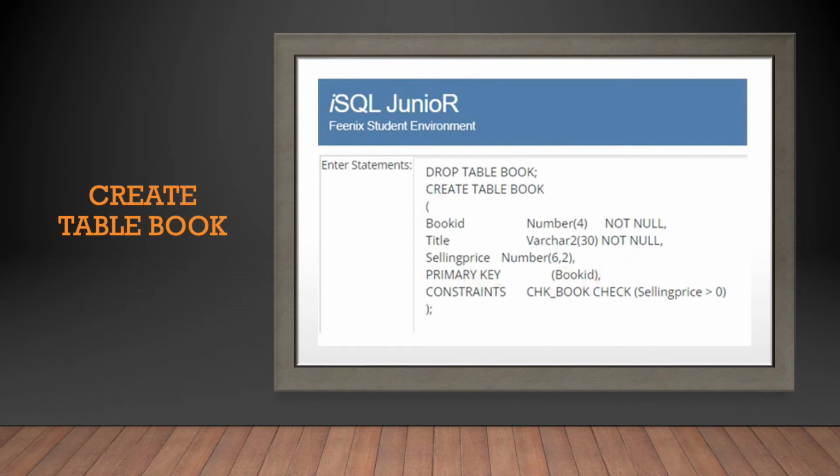This is how we created our book table in assignment 1. First we have to use drop table book to remove any existing table called book. Then create table book with column names book ID, title, selling price and their data types, and you can see we have used the not null keyword for book ID and title. After that, primary key BID is underlined, therefore the primary key is book ID. Finally we are using a check constraint to check whether the selling price is greater than 0.